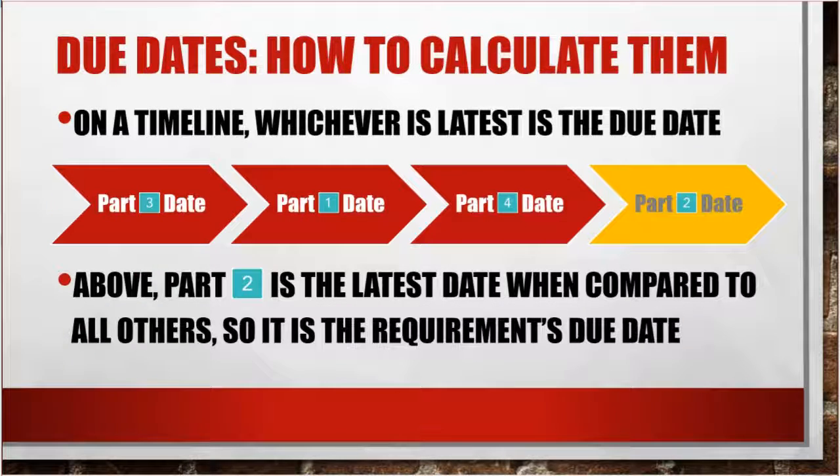So on this timeline, if I had those four pieces laid out on a timeline, and there was my part number 3 date, part number 1 date, and part number 4 date, if part number 2 date is the latest date when compared to the other dates, that's what people would see as their due date.